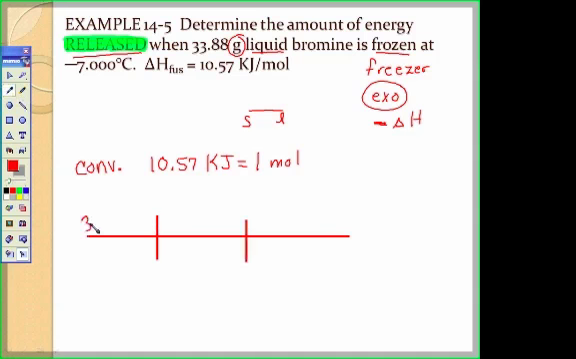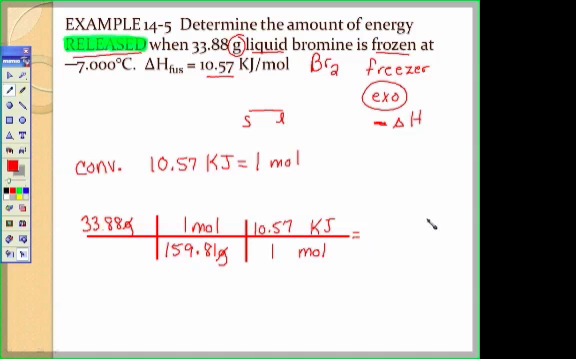And I have 33.88 grams of bromine. And 1 mole, be careful here, bromine is Br2. So when we do the molar mass, we had to multiply that by 2. So we get 159.81 grams. Now I want to get rid of moles. My grams have canceled. I want to get rid of moles and go to kilojoules. And the given constant is 10.57 kilojoules for every 1 mole.